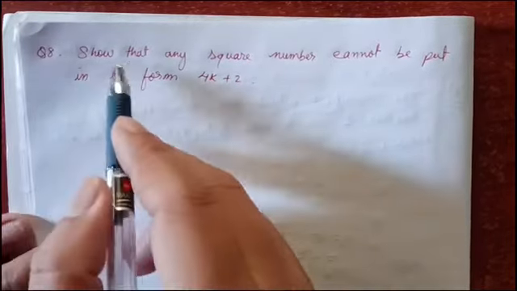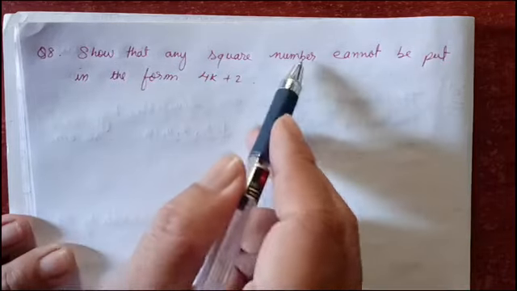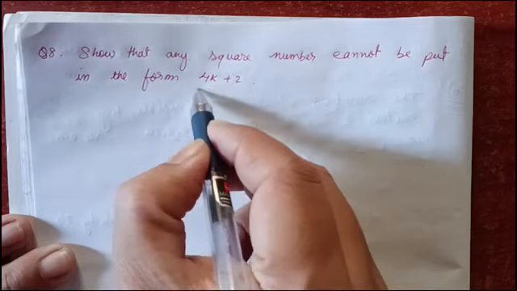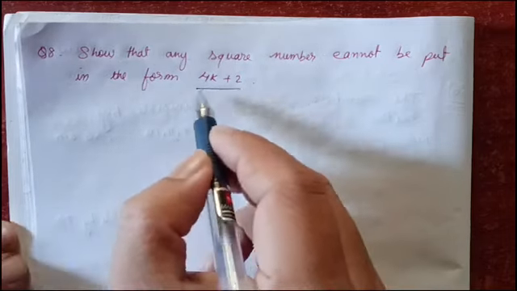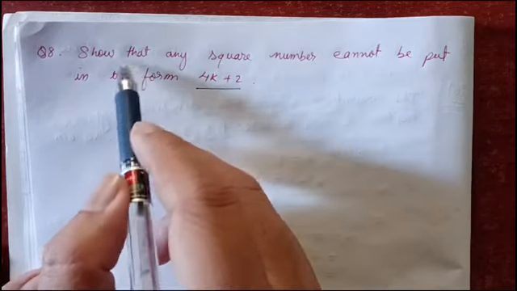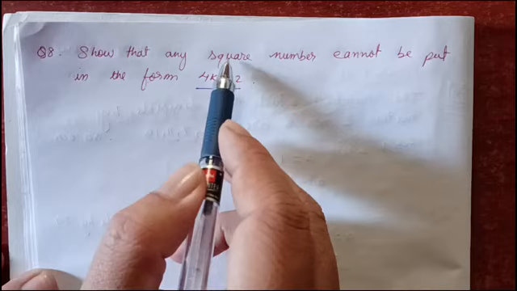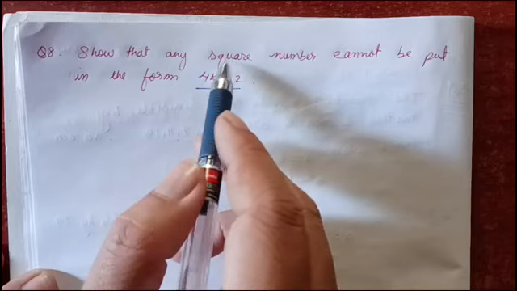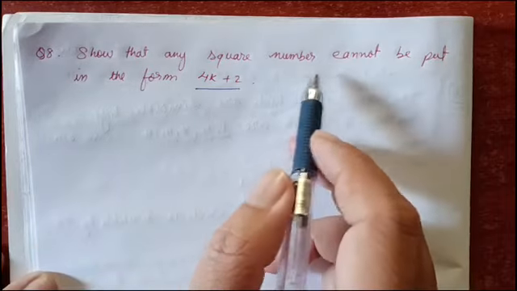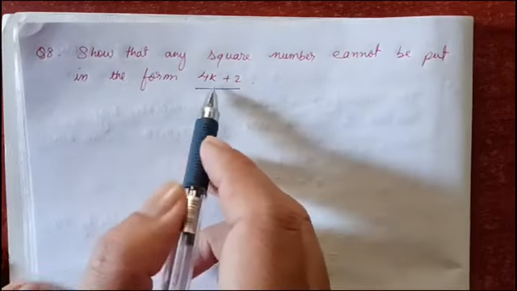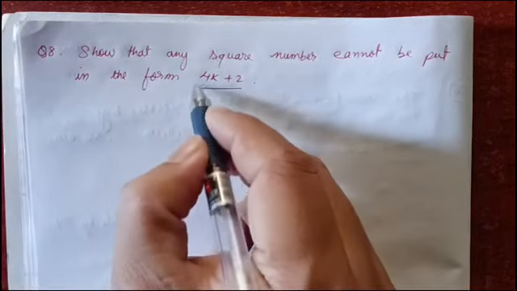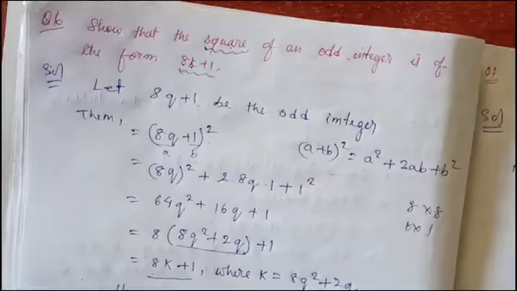Okay, now question number 8. Prove that any square number cannot be put in the form 4k plus 2. Now form is given. I told you when form is given, how to start. Alright, so let us understand the question first. Any square number, the number which we are going to take, we are going to put in the form of square. So when we put in the form of square, it cannot be put in the form 4k plus 2. Right?